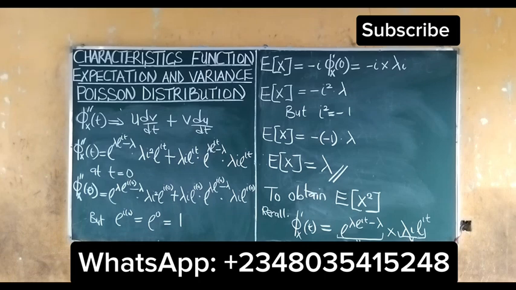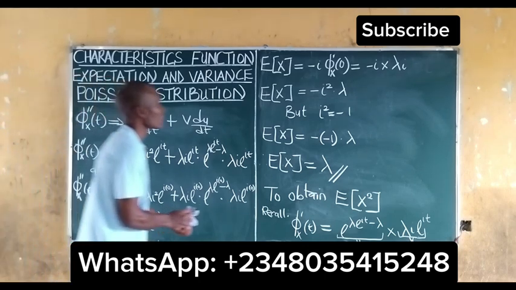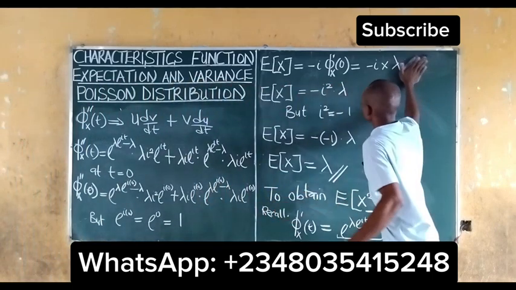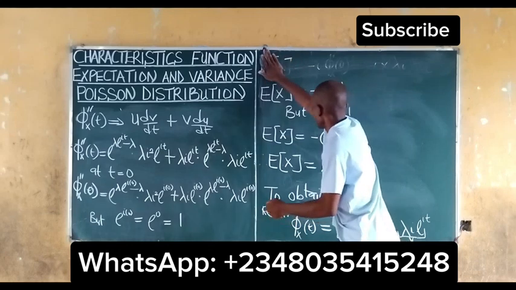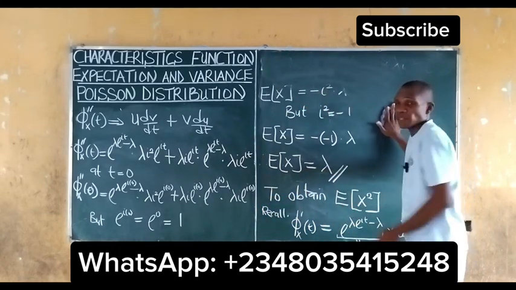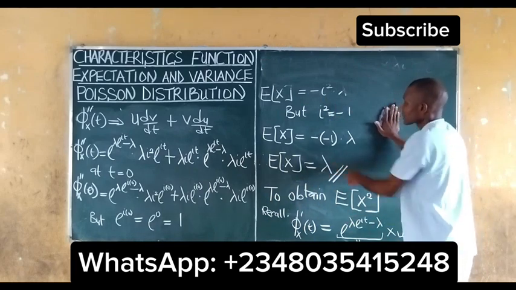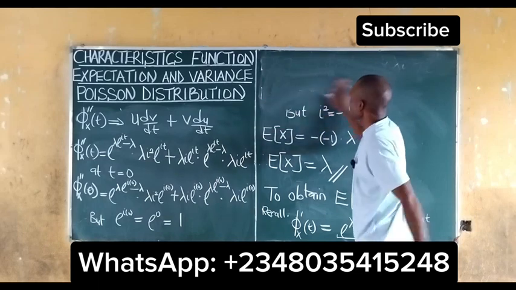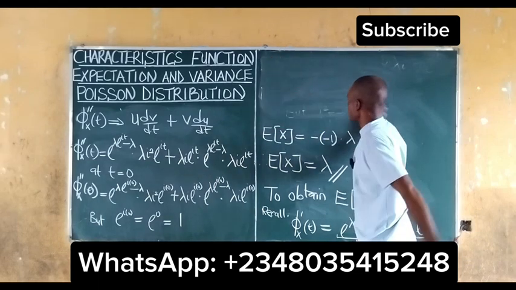So we move over to the other side of the board to compute. We move over to this side. We should not also forget that our expected value of x is lambda, because we will recall that when we are looking for the variance.